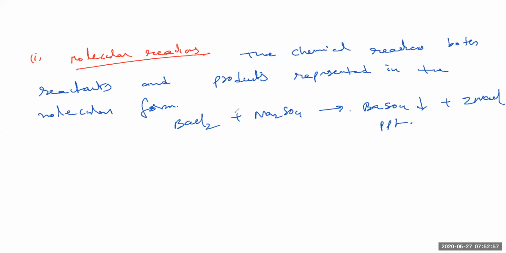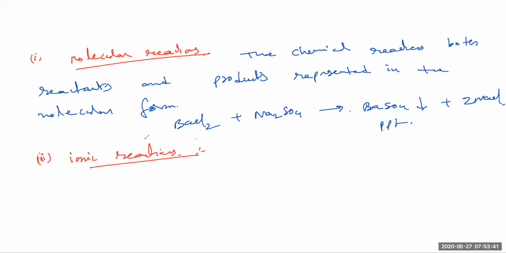Molecular reactions means chemical reactions where both reactants and products are represented in molecular form. For example, barium chloride reacts with sodium sulfate. Barium sulfate precipitate is formed and sodium chloride is the salt. It is also an example of a double displacement reaction. Next, the second one is ionic reactions.